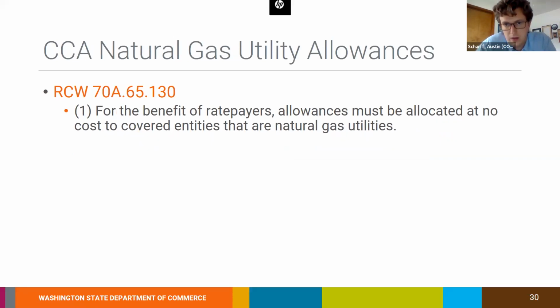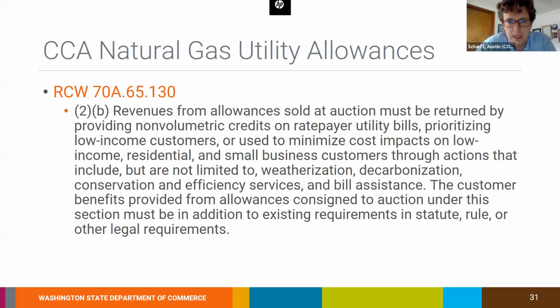So for the natural gas utility allowances, there's a similar provision, but for these no-cost allowances for natural gas utilities, the revenues from these allowances must be returned through non-volumetric credits on ratepayer utility bills, prioritizing low-income customers for energy assistance purposes broadly, including bill assistance. This must be in addition to any other requirements on natural gas utilities to deliver assistance to those customers.